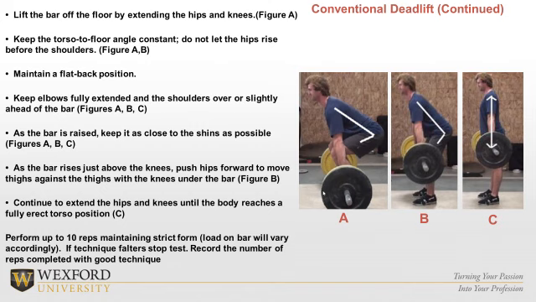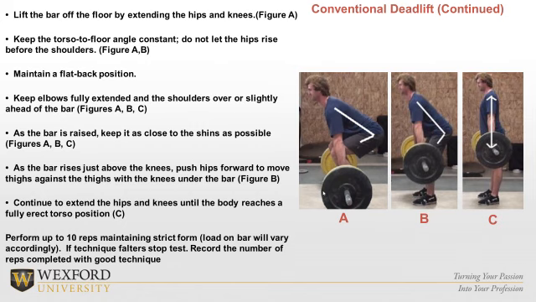And coming off the floor, you must keep the torso to floor angle constant. Do not let the hips rise before the shoulders. Maintain a flat back. Keep the elbows fully extended and the shoulders over or slightly ahead of the bar, depending on who you like to follow or what's more efficient for you. As the bar is raised up, keep it as close to the shins as possible.